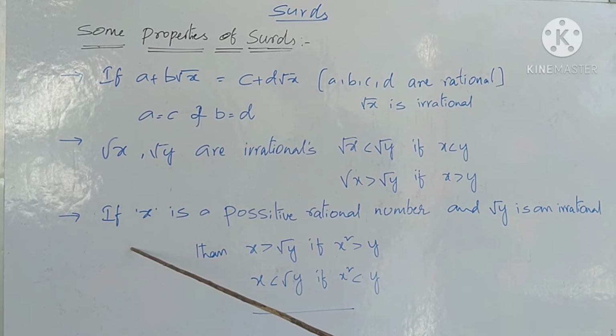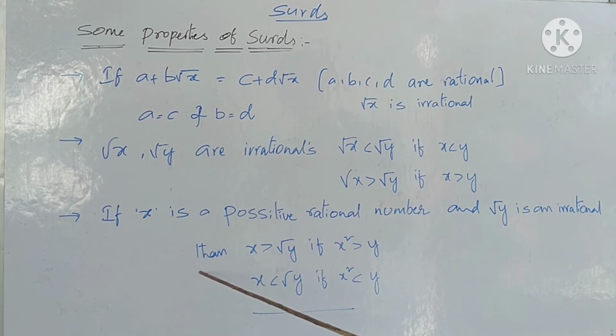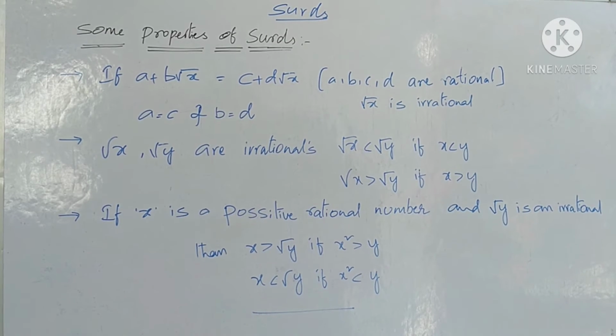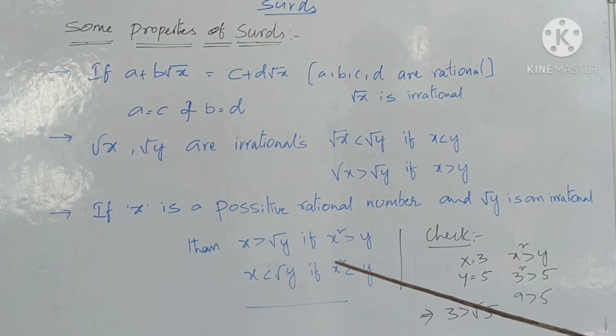Third one, if x is a positive rational number and root y is an irrational, then x is greater than root y if x square is greater than y, and x is less than root y if x square is less than y. We have to check this condition.